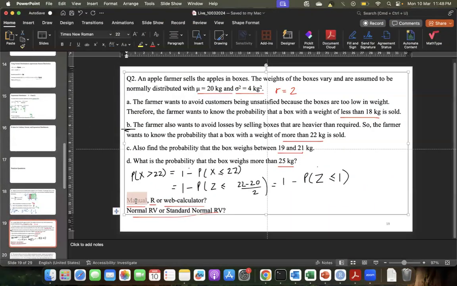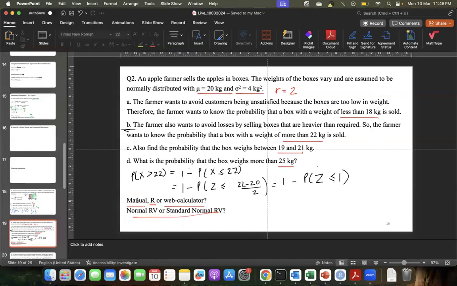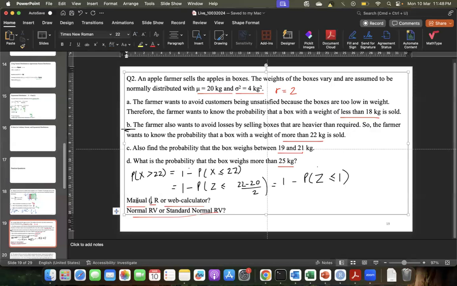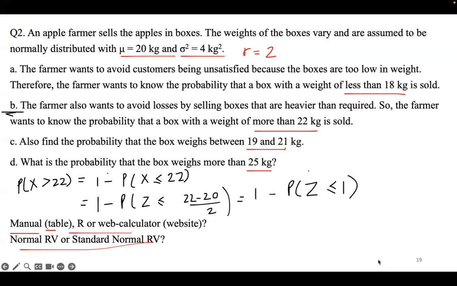So you did it manually, by manually I meant the table. You can do it in R. You can do it on the website. You can do it with the normal random variable or the standard normal random variable. So lots of options, but all of them give you the same answer. So that was for question B.